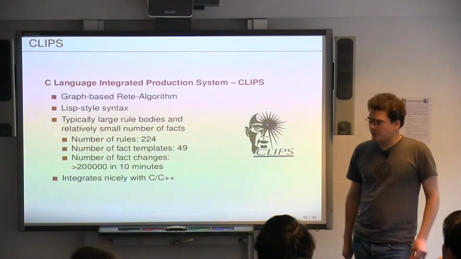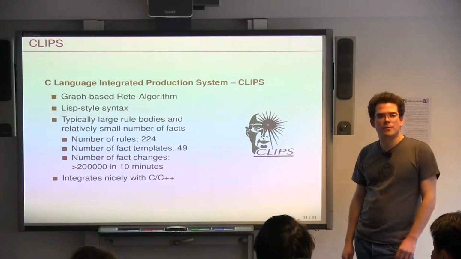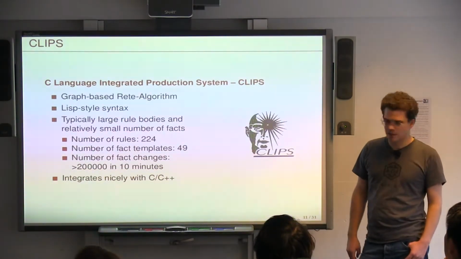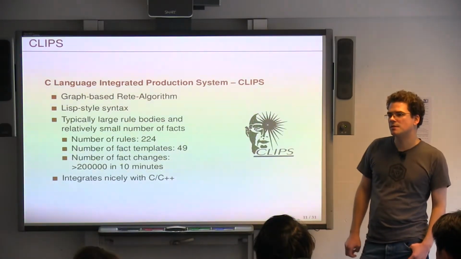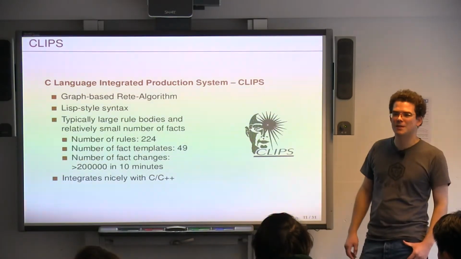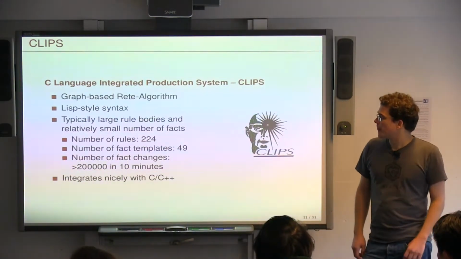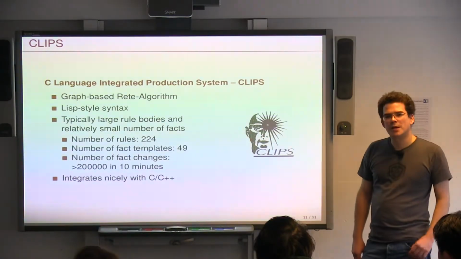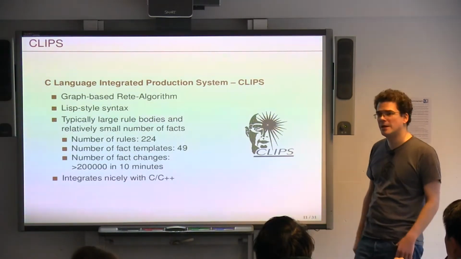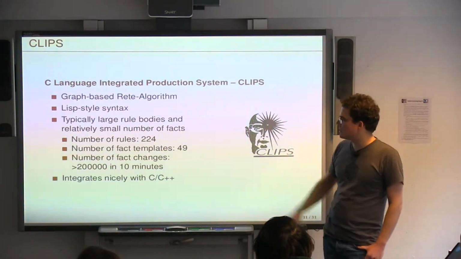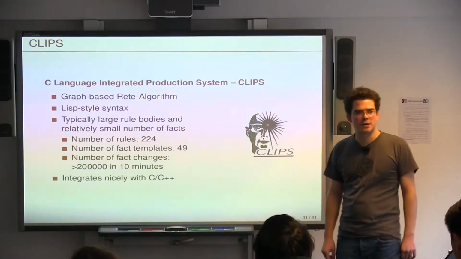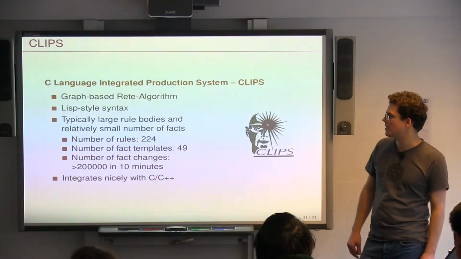So about Clips itself, the full name is C Language Integrated Production System. It uses a graph-based RETE algorithm. It has Lisp-style syntax. I don't know if you're used to Lisp, but it has a lot of parentheses, so you will have to get used to that. It features typically large rule bodies and a relatively small number of facts. So in our current agent that we use at the RoboCup, we had 224 rules and only 49 different facts that we had defined, so 49 different types of facts.